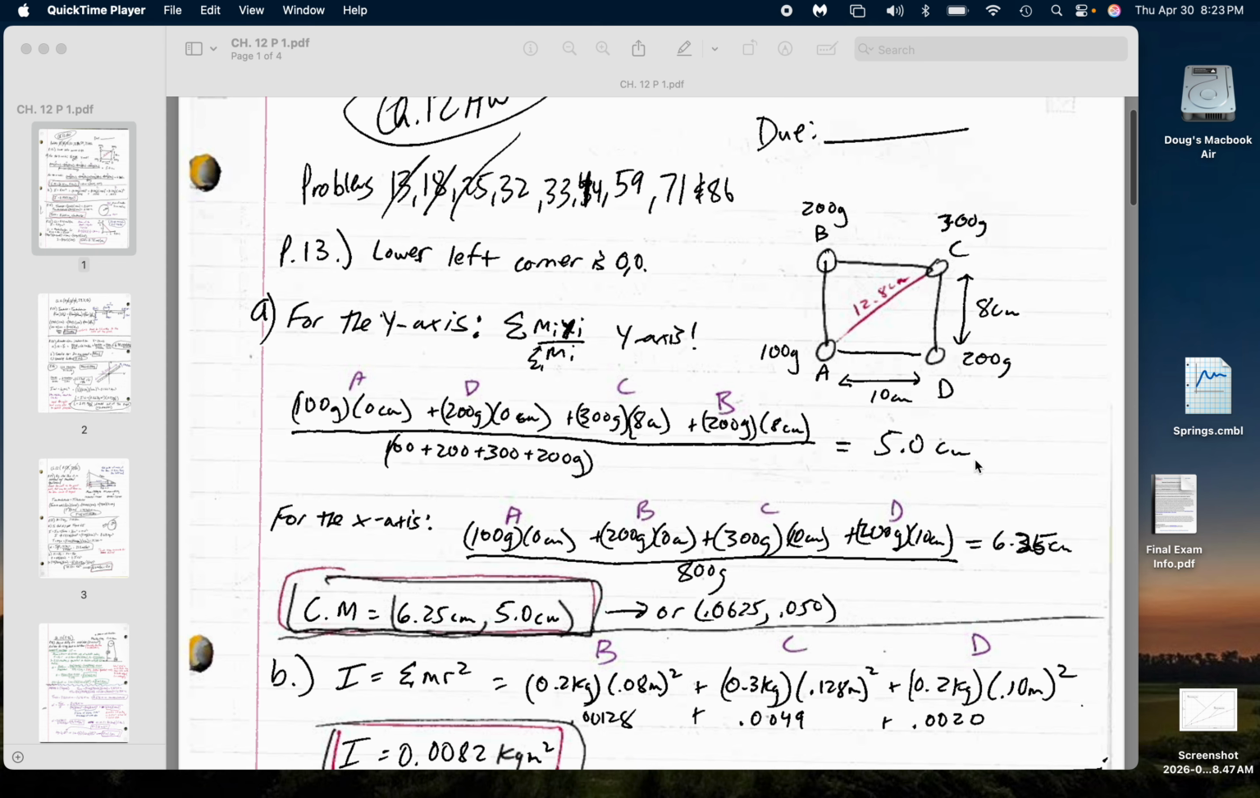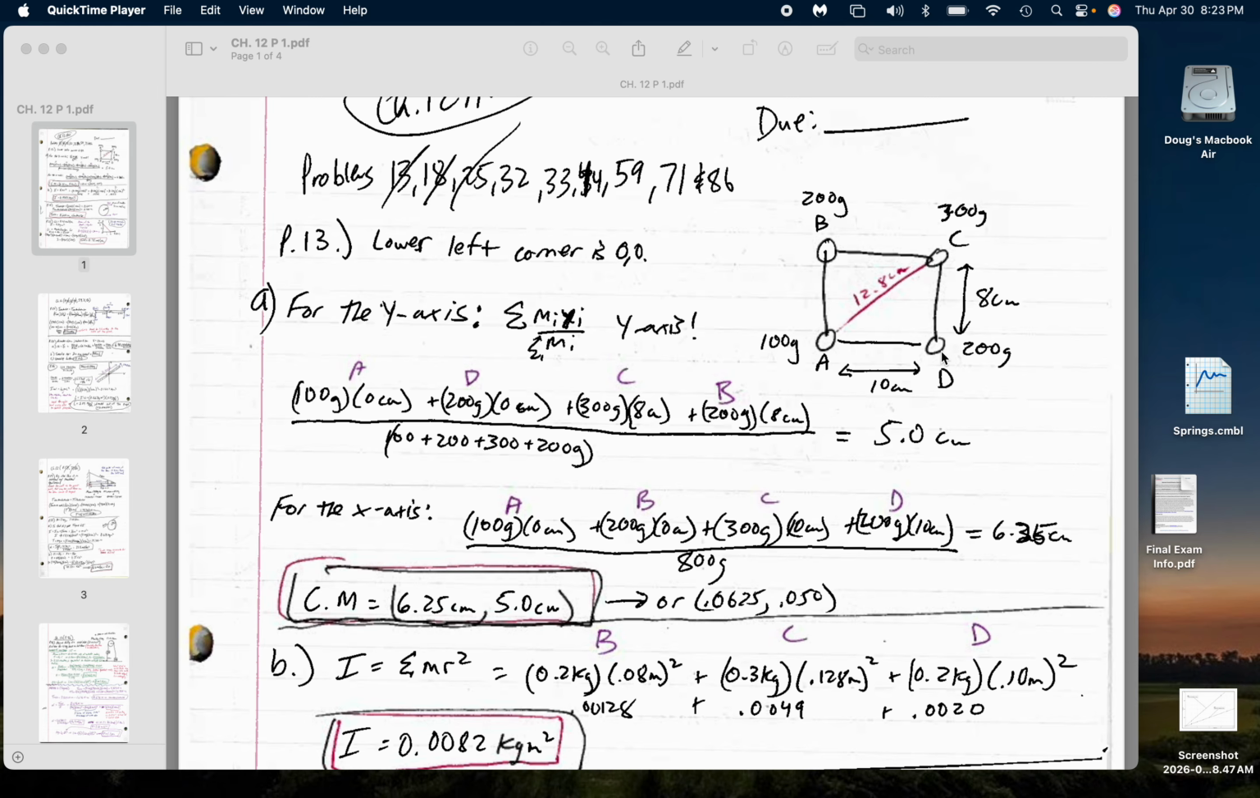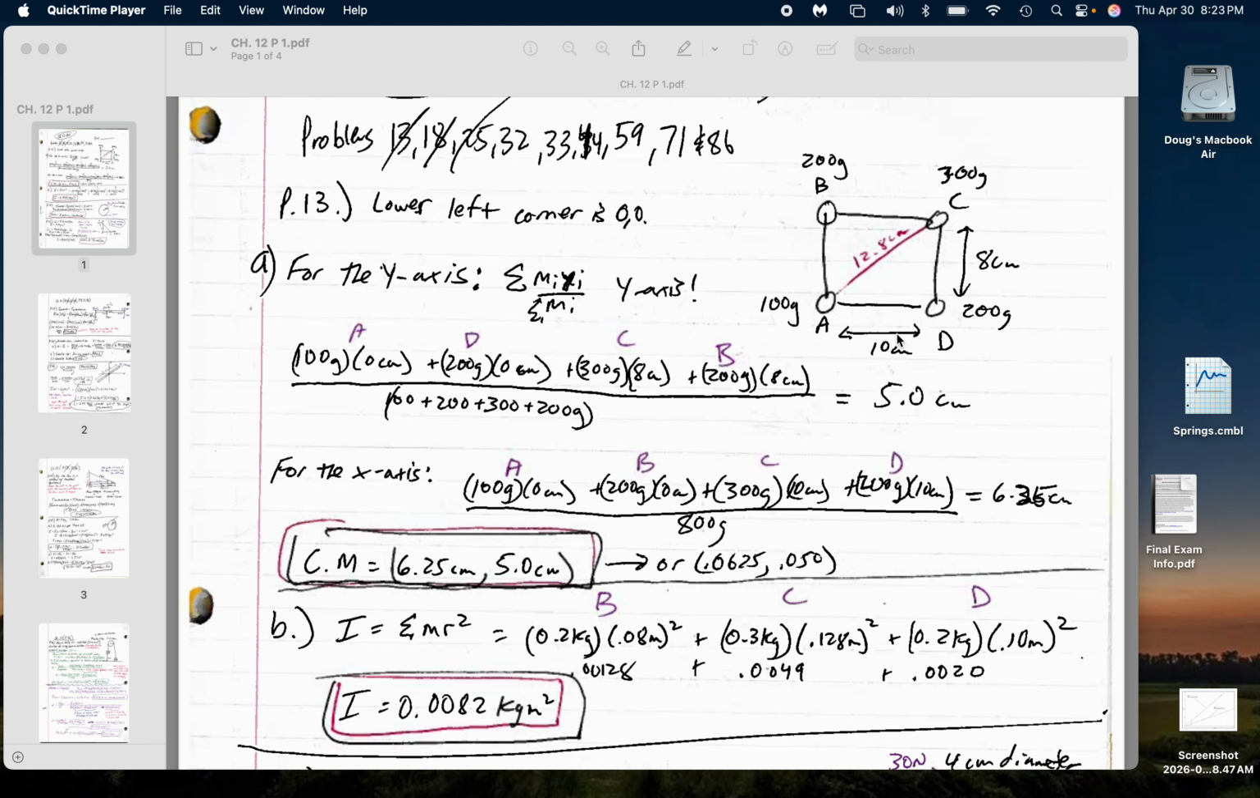For the x-axis, I did them in order, A, B, C, and D. So I multiplied A and B by 0 centimeters because they're right along 0 centimeters along the x-axis. C, D multiplied by 10 centimeters because that's how far away they are from the origin on the x-axis, divided by the total mass, which is still 800 grams as it was up here. So I get a position for the center of mass of 6.25 centimeters, I think, or 6.3 centimeters, horizontally, and up 5 centimeters vertically.